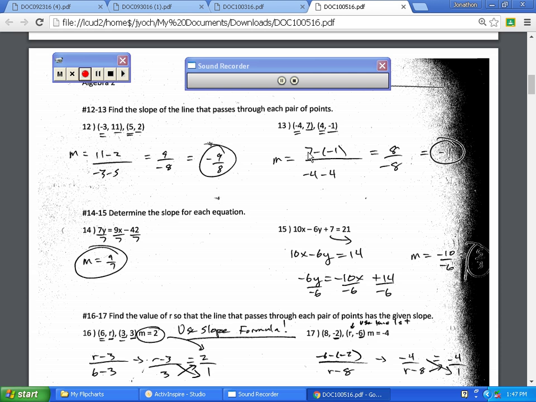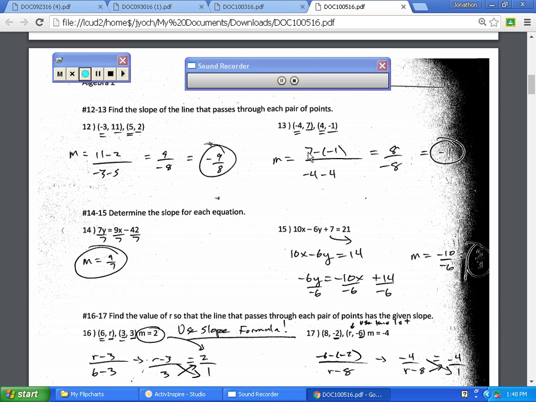Difference of y's over the difference of x's. I always try to get a positive numerator if I can on these. So I do 11 minus 2 over -3 minus 8, or 5. You get a -8 in the denominator. Don't leave a negative in the denominator. You get -9 over 8. 13, you're going to do 7 minus -1. That's 8 over -4 minus 4, a -8. You get -1 as your slope.